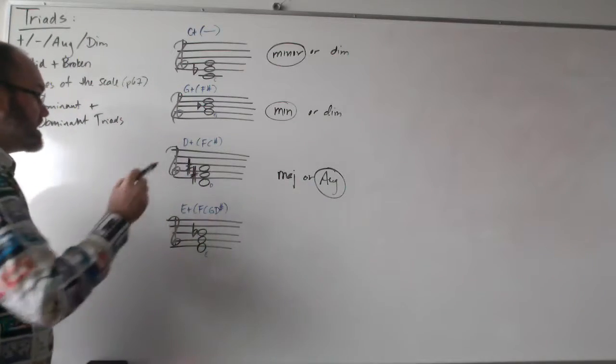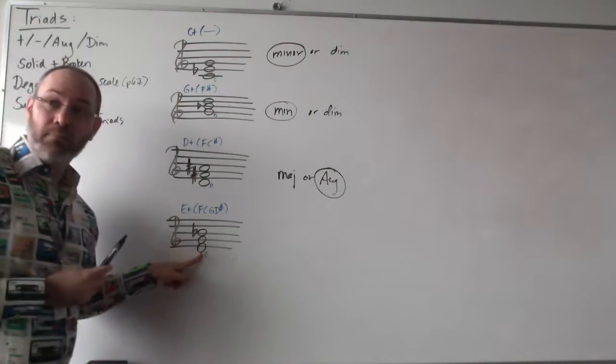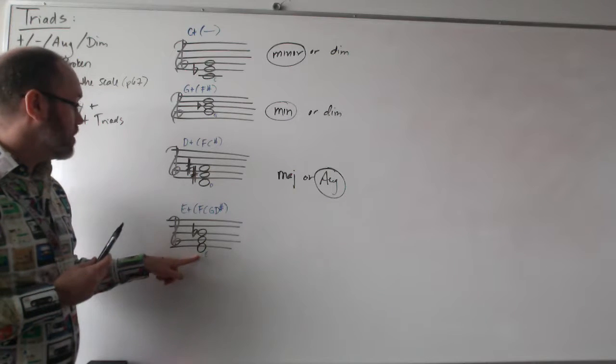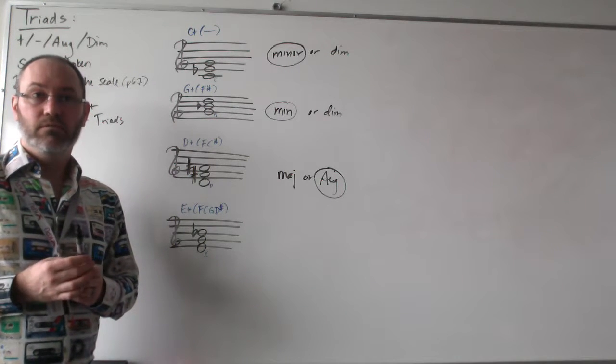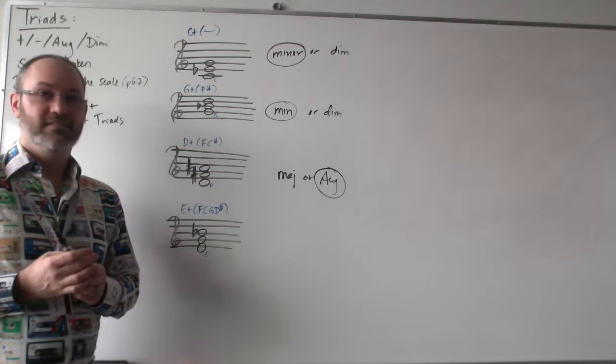Okay, last example. We have an E on the bottom. So, what is the key signature of E major according to our circle of fifths? F sharp, E sharp, G sharp, and D sharp.